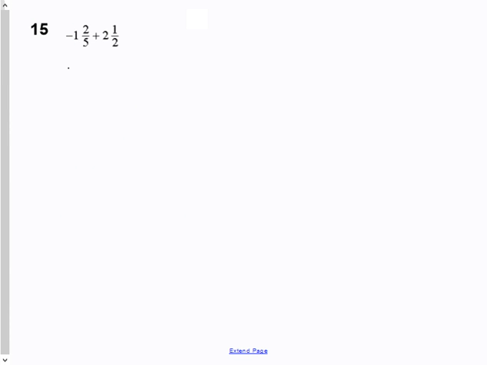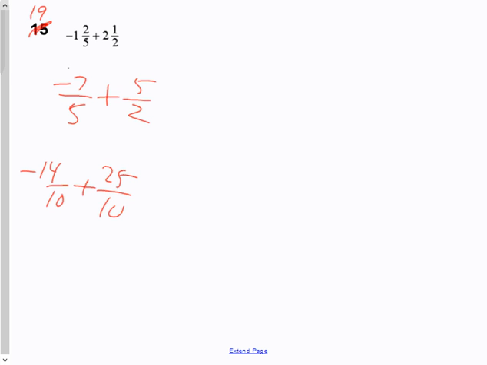Question 19. This time we're adding fractions, but in mixed form. So negative 7/5 plus 5/2. So our common denominator is 10. Our equivalent fractions are negative 14 and 25. Add the numerators and keep the denominator.